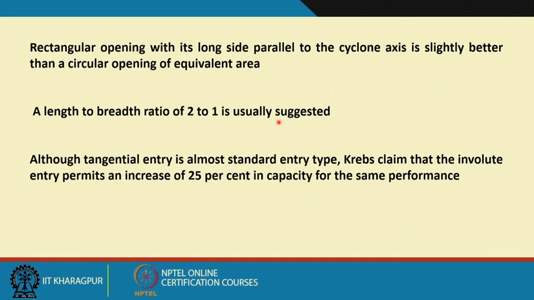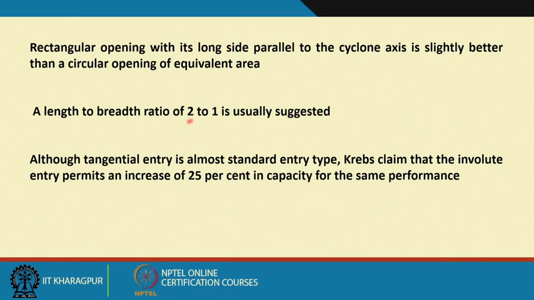But it has been observed that a rectangular opening with its long side parallel to the cyclone axis is slightly better than a circular opening, and that has been claimed by many equipment manufacturers. A length to breadth ratio of 2:1 is usually suggested. Although for a rectangular opening the length to breadth ratio could be 2:1, I can have a square opening or a rectangular opening.